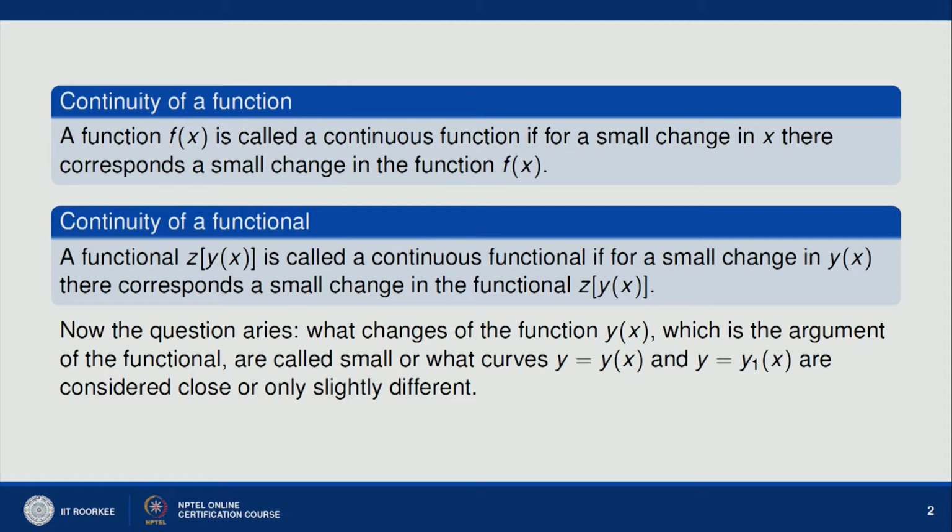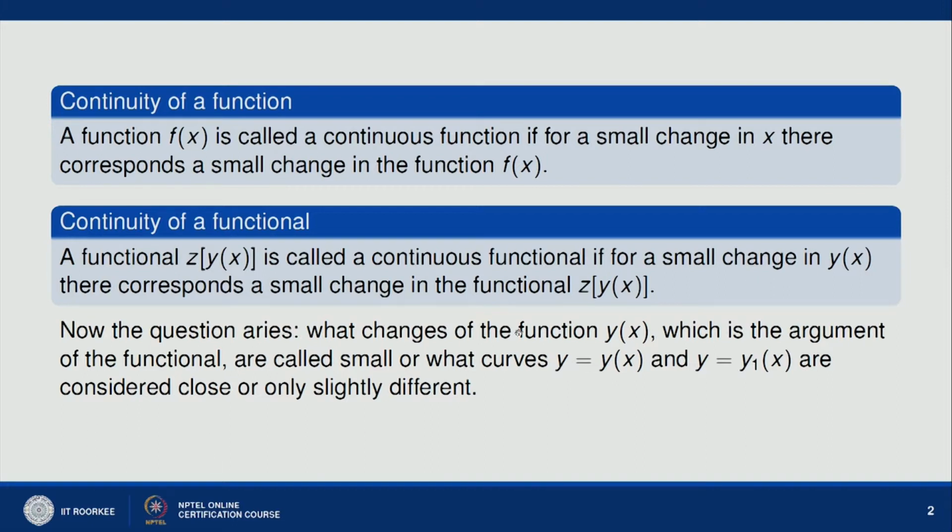Then we want to look at the analogous version of the continuity of a functional. We can define the continuity of a functional in a similar manner and say that a functional z(y(x)) is called a continuous functional if for a small change in y(x) there corresponds a small change in the functional z(y(x)). Now in terms of a function, it is quite obvious that if there is a change in x, say x to x plus h, then the change in the function is f(x plus h) minus f(x).